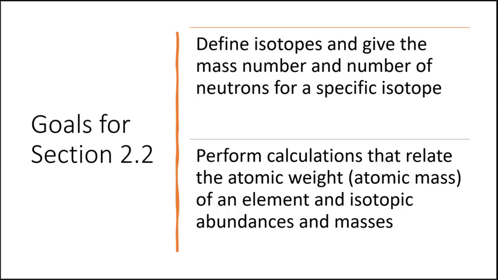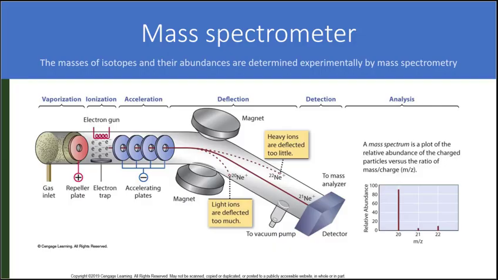Welcome back. We are looking at Chapter 2, Section 2, and we are going to look deeper into isotopes and perform calculations that relate the atomic weight of an element and the isotopic abundances and masses. So first of all, and this is not something that we are going to do in this Chem 120 class, but just to know that the masses of isotopes and their abundances are determined experimentally by mass spectrometry.